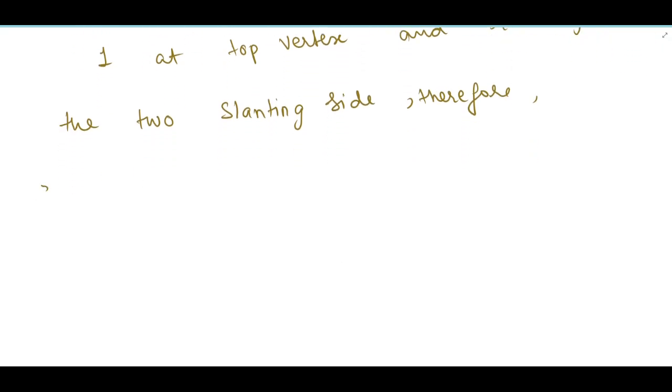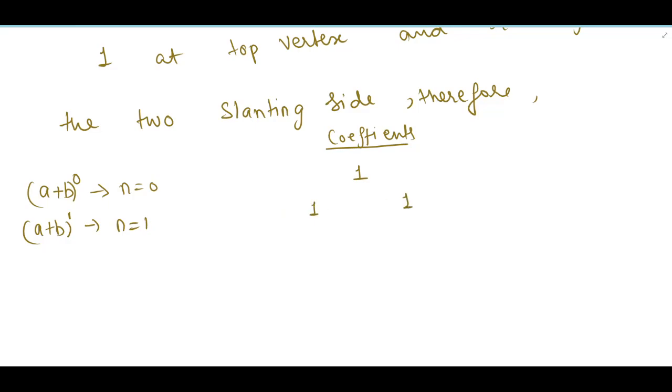If we have (a+b) to the power 0, that is n equal to 0, we have this triangle of coefficients. So we get 1 at the top, and if we have (a+b) to the power 1, where n is equal to 1, we get a 1 at the slanting side on both sides. So this is the slant side and this is also the slant side, and this is the vertex.